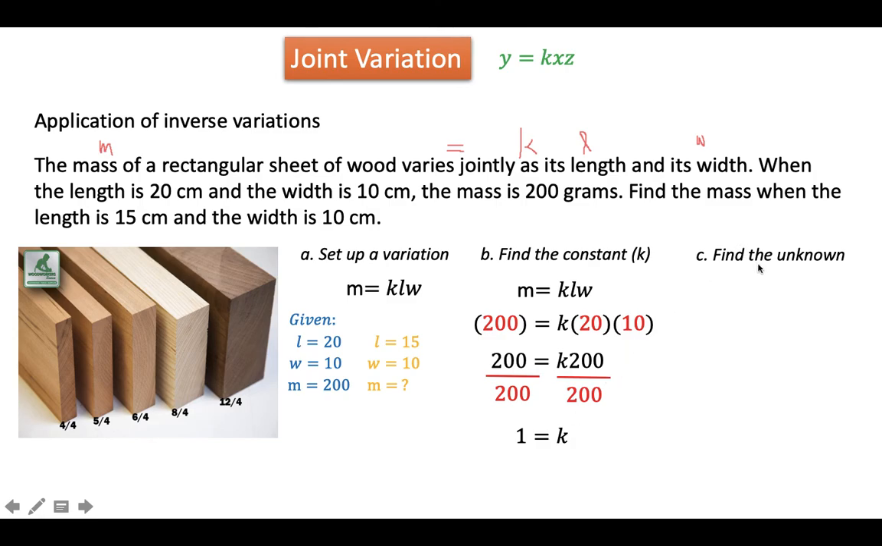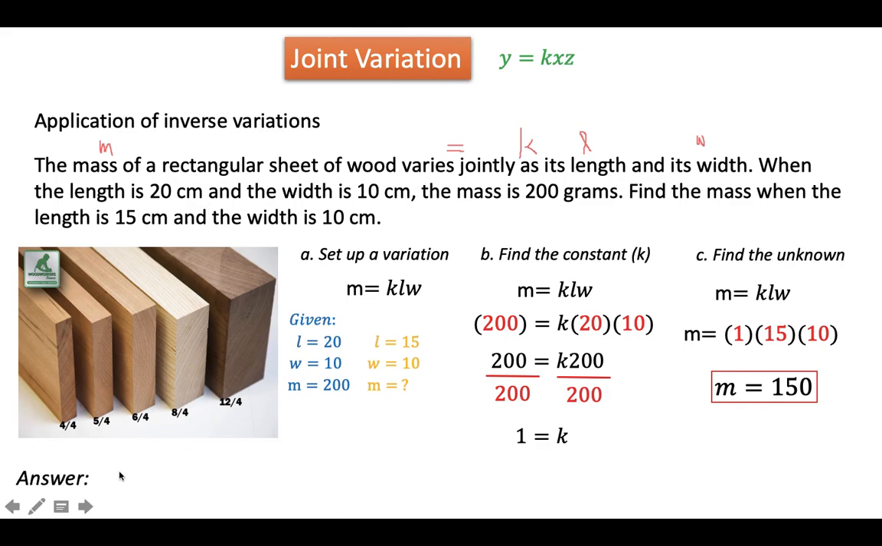Then finally, we can now find the unknown, which is the mass, using the same variation. At this moment, we're going to use this yellow given. So our m here is unknown, our k is 1, then our L is 15, the length, and this W, the width, is 10. Then multiply 1 times 15 times 10, that is 150. And in our question, what is the mass when the length is 15 centimeters and the width is 10 centimeters? The mass of our rectangular sheet of wood is 150 grams.